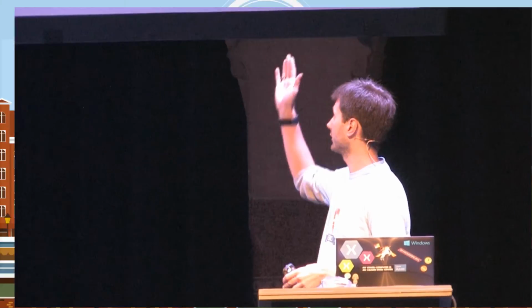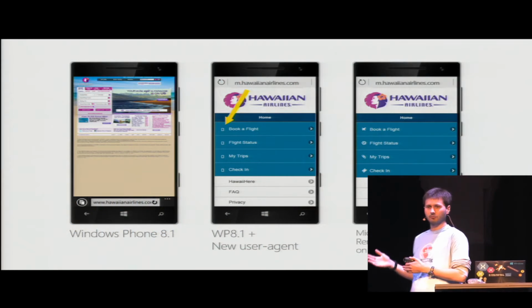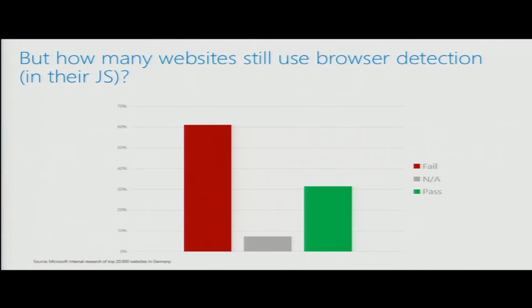With Microsoft Edge, we then added some additional features so that the website looks the same as the website is supposed to look, and the same as the websites will look like on mobile Safari. So these are actually still fixes the browser maker can do. But how many websites still use user agent detection to make some kind of decision? The numbers we found when we analyzed those websites in Germany were that still 60% of the websites out there use user agent detection in their JavaScript code, which might not be a bad thing.